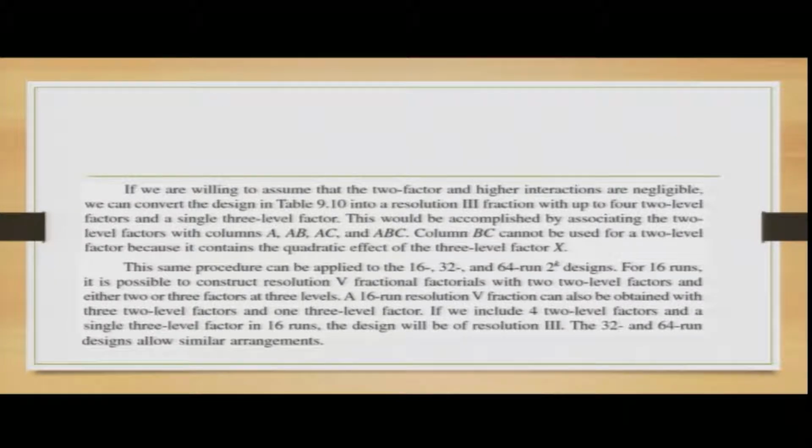This same procedure can be applied to the 16, 32 and 64 run designs for the 2 to the power k design. So, obviously, there are k variables, each at 2 levels, hence the 2 to the power k design concept. For 16 runs, it is possible to construct a resolution 5 fractional factorial with 2-level factors. Similarly, a 16-run resolution 5 fraction can be obtained with three 2-level factors and one 3-level factor.